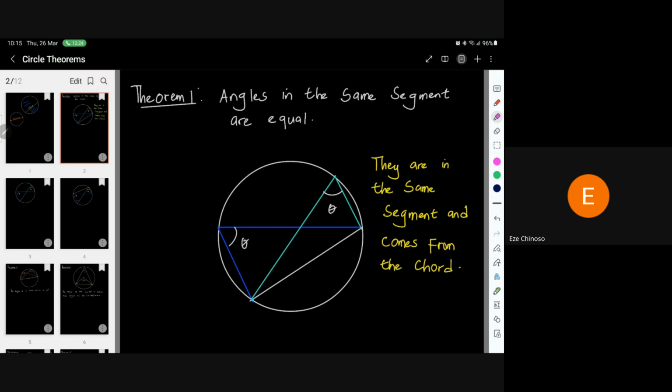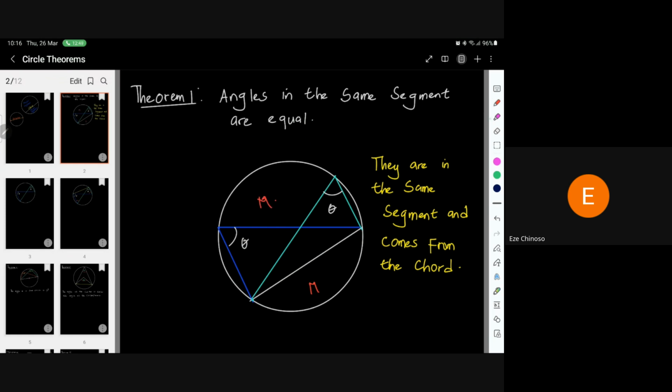All right, let's look at the very first theorem. The very first theorem says that angles in the same segment are equal. I've established that there's a major segment and there is a minor segment. So once they are in the same segment, the angles there are going to be equal. So the first thing you must check for is your chord. So once you have a chord, this is your minor segment, and this is the major.